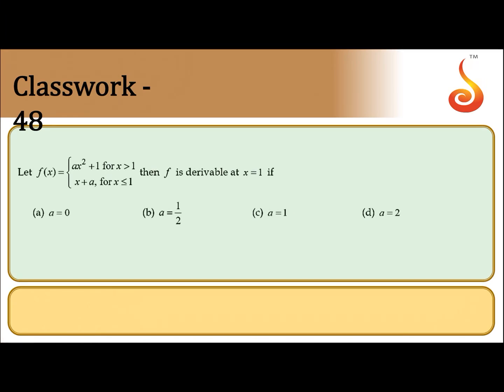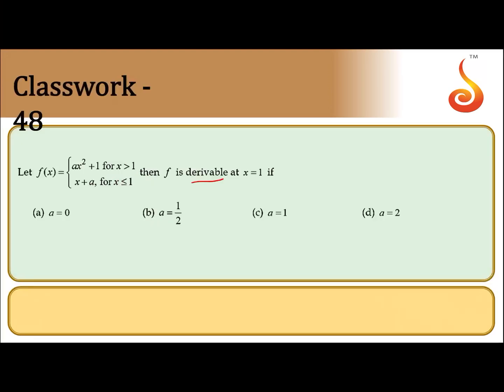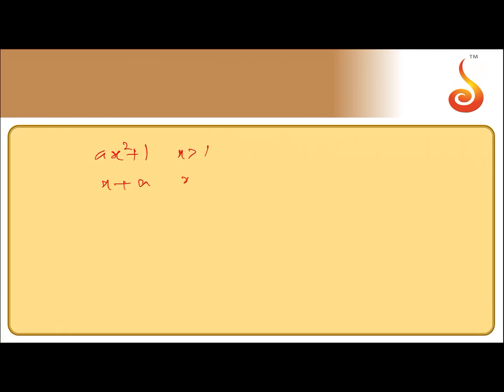Coming here, the function is differentiable. Yeah, the function is derivable at x equals 1, meaning the derivative of the function exists. Once the function is differentiable, definitely the function is continuous. So x equals 1, if you substitute, a plus 1 equals a plus 1. So let us see the function: ax square plus 1 when x is greater than 1, and x plus a when x is less than or equal to 1.